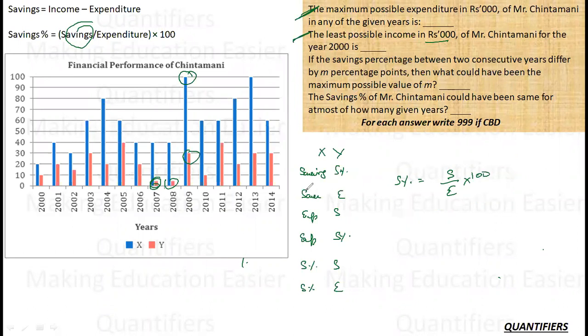Now let us see. See, what is saving percentage? It is saving upon expenditure, and I want to maximize it as much as possible. So what I should do? I should make saving as large as possible, expenditure as small as possible. So here obviously I will give the blue bar the saving and make this the expenditure, so as to maximize the saving. So let me just calculate it for all the years.